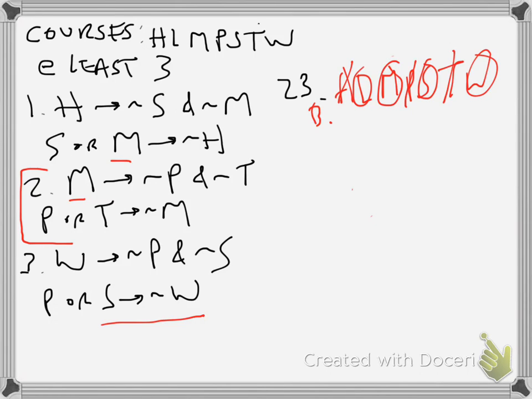H, P, and T. Notice that Rule 2 says if there's M, there's no P and T. Rule number 1 says if there's M, there's no H. Answer choice B would have exactly the same effect, and we are done with this game.